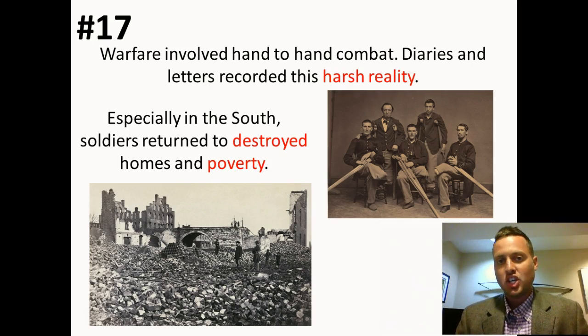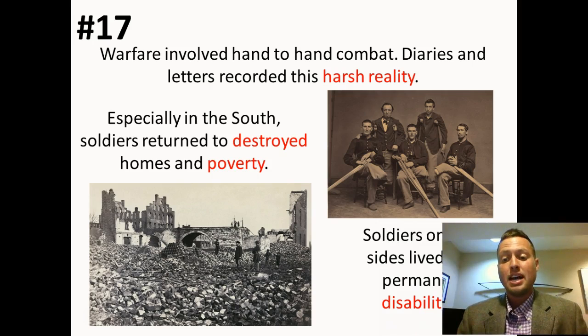Now, if you get shot with a cannonball or a musket shot right in the leg and your leg is amputated, you're going to live the rest of your life with permanent, please write this word in, the last part for number 17, permanent disabilities. Permanent disabilities took place on both sides during the Civil War.